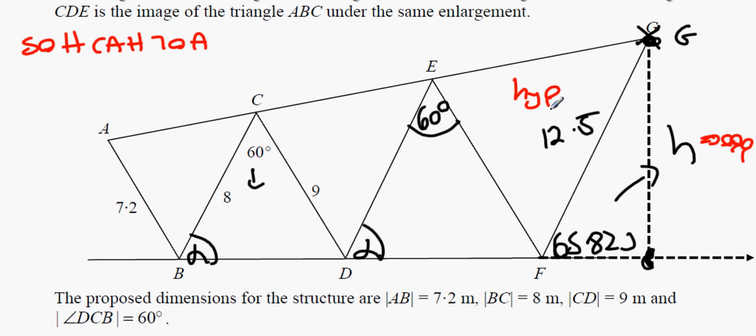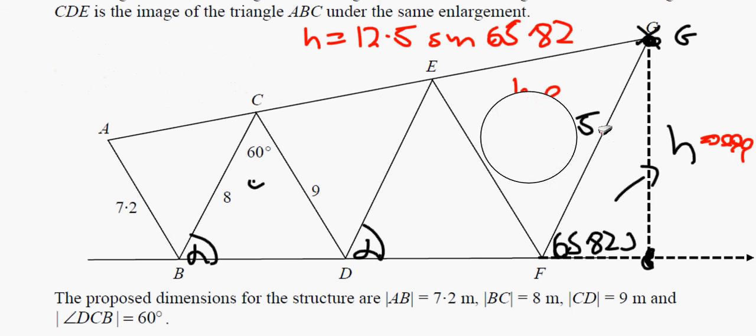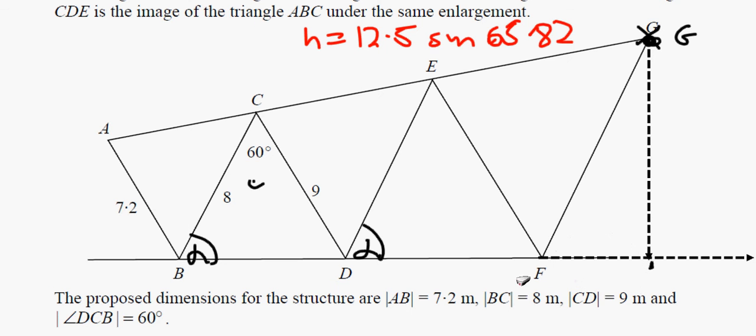Okay? So what we're going to get is sine 65.82 equals h over 12.5, opposite divided by hypotenuse. Bring 12.5 up, and h is going to equal 12.5 sine 65.82. Put that into your calculator, and that is the end of the question, and we should hopefully see whether the height goes above 11.6.